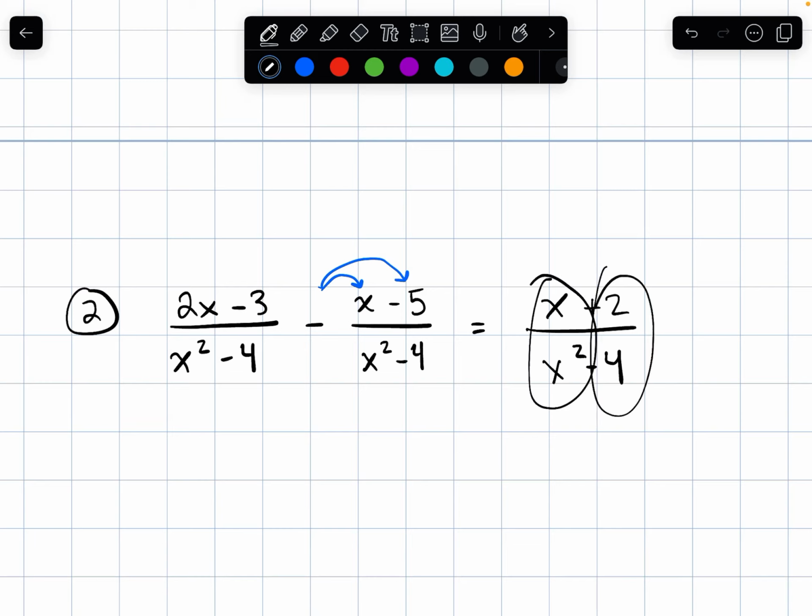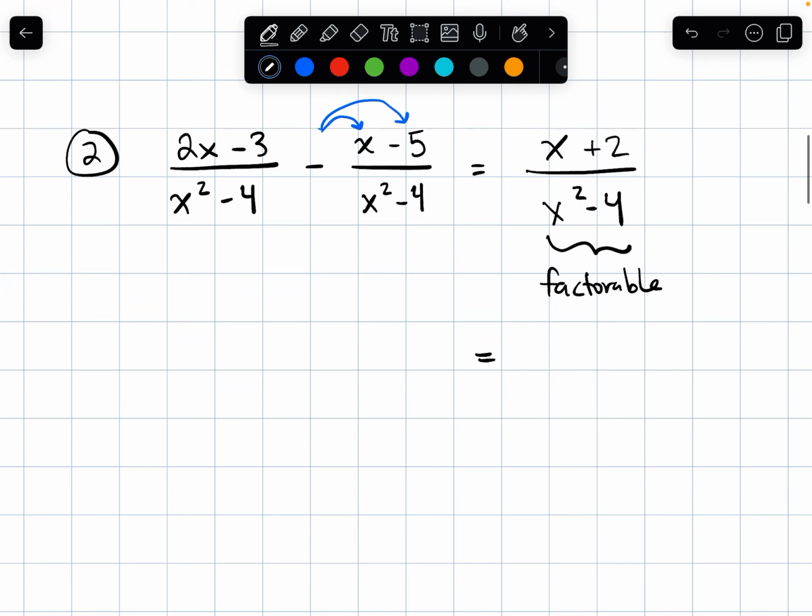So we might say to ourselves, oh, I can't cancel the x's, oh, I can't cancel the 2 and the 4, which is true. You cannot cancel those. However, if I look at this denominator, I see that this is factorable. So what we really have, this is a difference of squares. That's really x plus 2 times x minus 2.